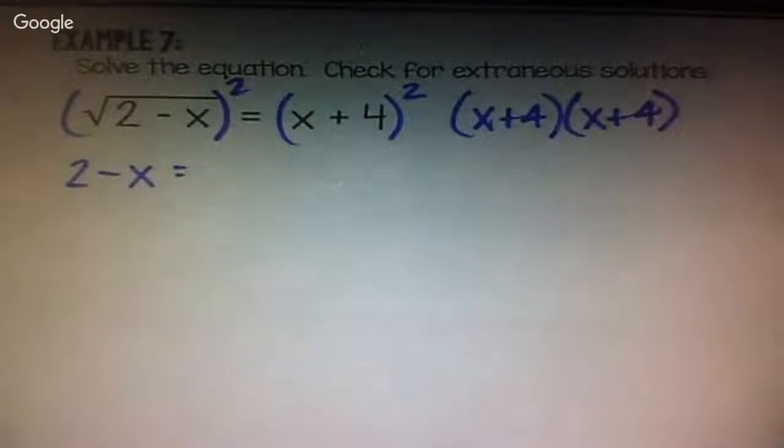You cannot just square the x and just square the 4. This is why I said these are going to be the ones that everybody trips up on, because you forget about that. So we actually need to FOIL or distribute here.